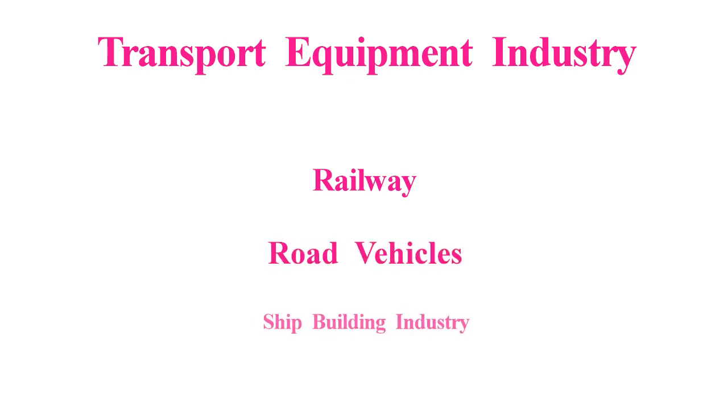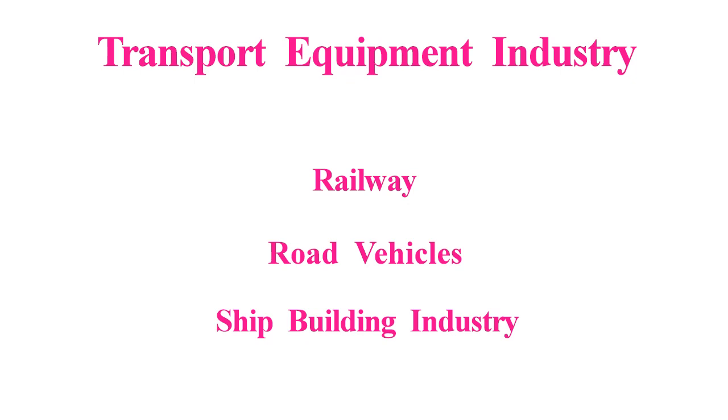Transport equipment industry. Now transport equipment industry basically means the equipments which are used for transportation. So there are 3 transport equipment industries which we are going to study. First is railways, second is road vehicles, and third one is the shipbuilding industry. We will study more about transportation in the next 14th chapter, but right now we are just talking about the industries which include the transportation equipment. Starting with the railways.